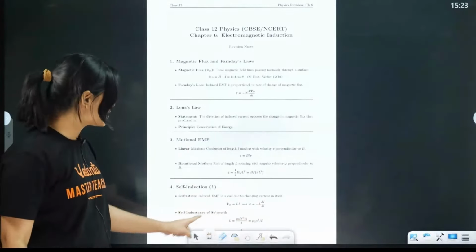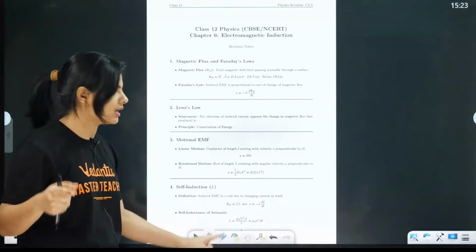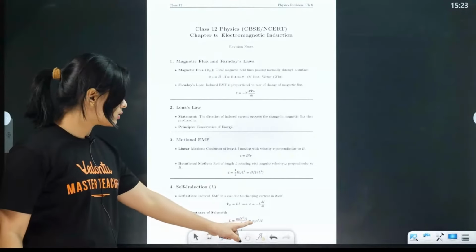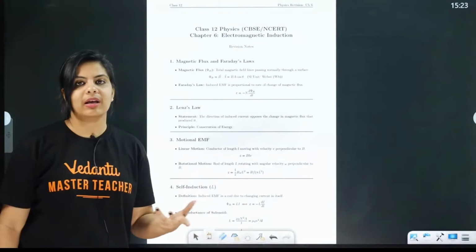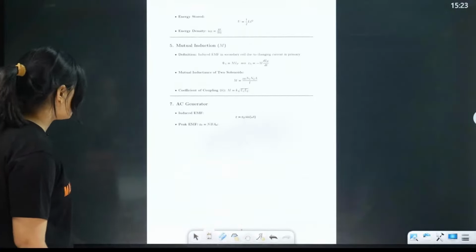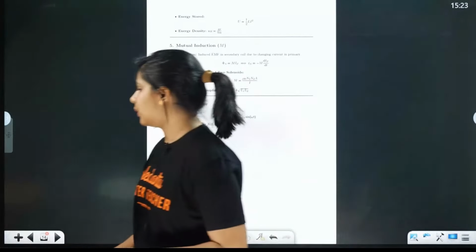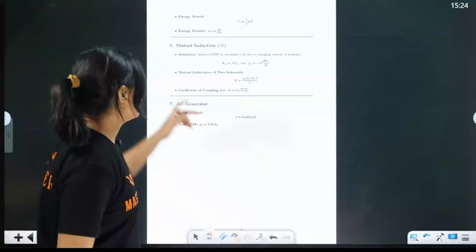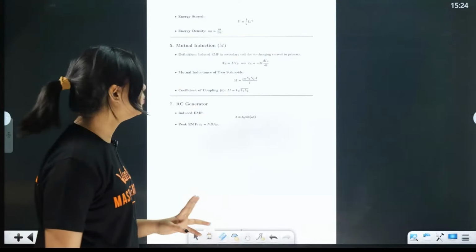Okay, so for a solenoid, the self inductance L is mu naught n square A divided by L, and we can also say mu naught square n square A into L. The small n is nothing but the number of turns per unit length, so you can just replace it. Next, the energy stored, the potential energy, will be equal to half Li square. Energy density is B square divided by 2 mu naught.